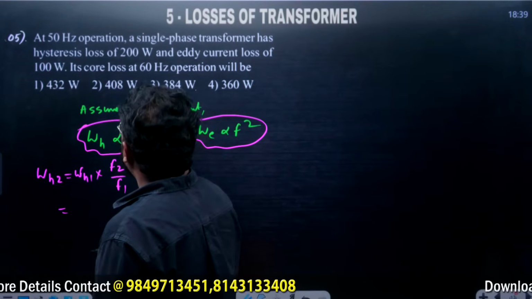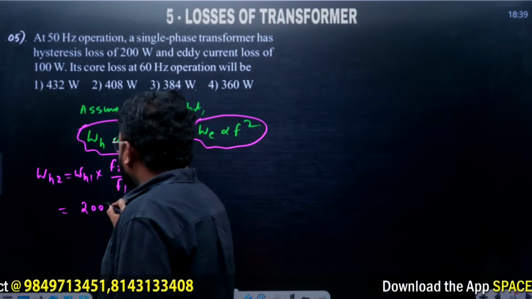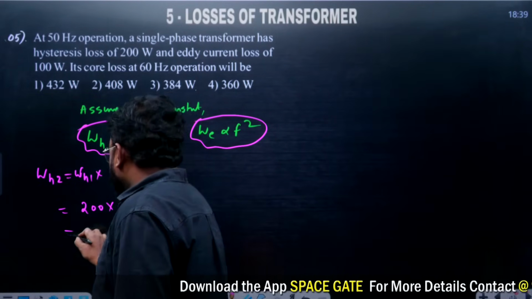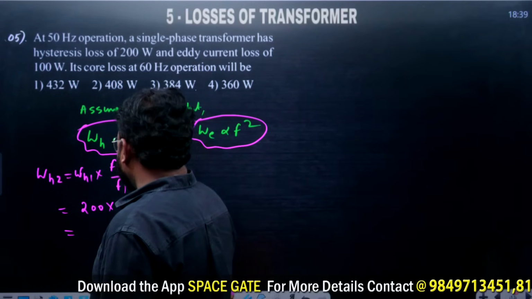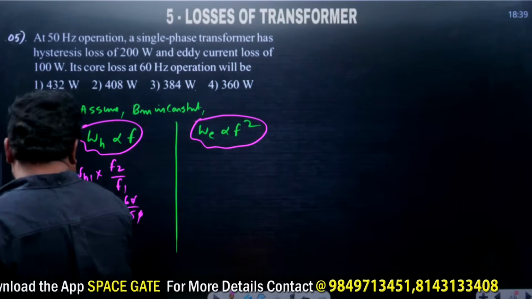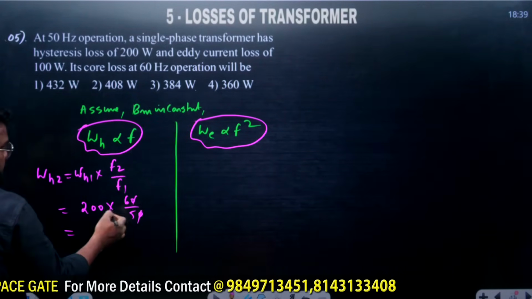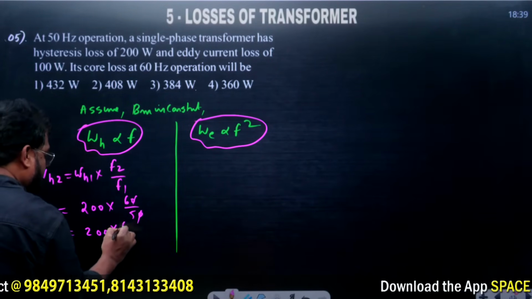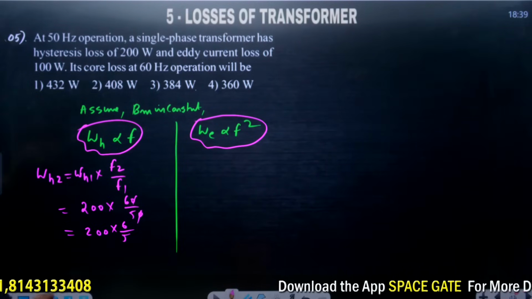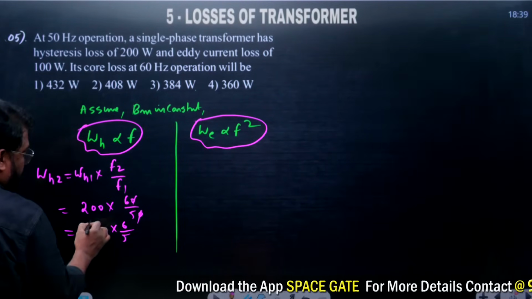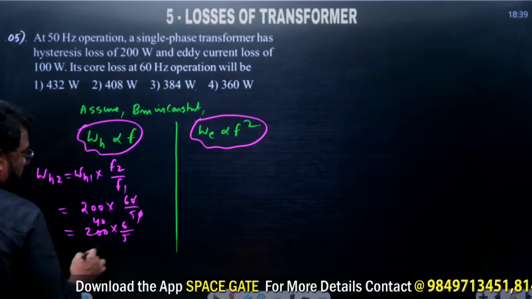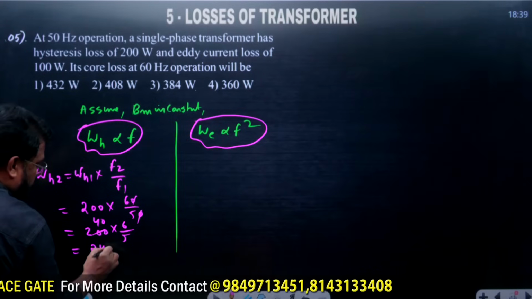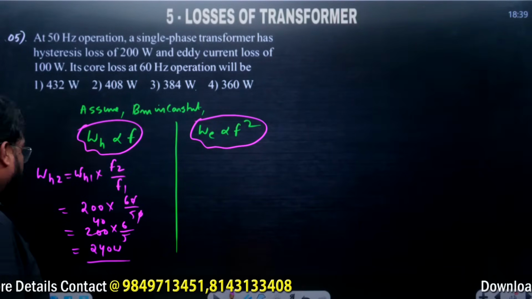WH1 is 200, so into 60 divided by 50. So now 200 into 6 by 5, that is 200 multiplied by 6 by 5. So now 40 into 6, we got 240 watts. So this one is the 240 watts.